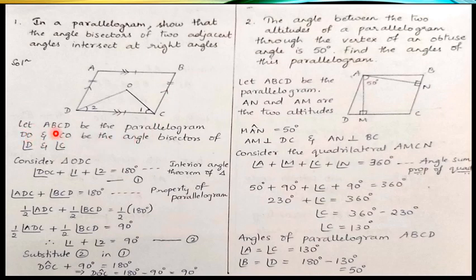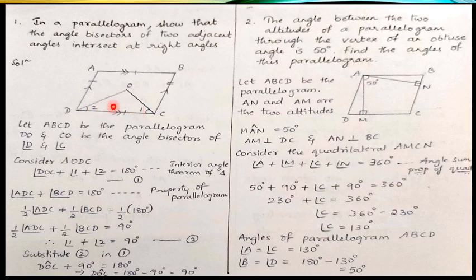Since you are drawing the diagram, you have to explain the description of the diagram. Let ABCD be the parallelogram in which DO and CO are the angular bisectors of angle D and angle C. Consider the triangle ODC. What is the sum of all the interior angles of any triangle? All of us know that it is 180 degree. So angle DOC plus angle 2 plus angle 1 will be equal to 180 degree.